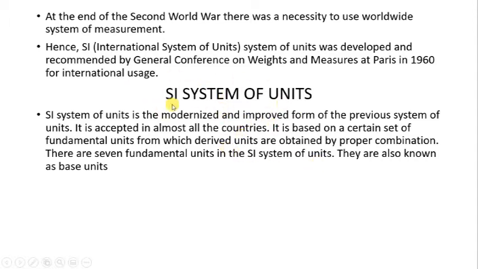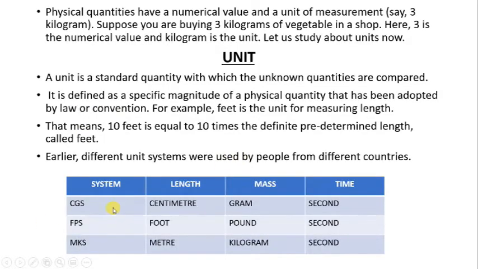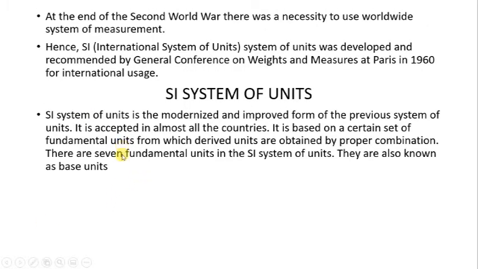Okay. SI system of units. SI system of units is the modernized and improved form of previous system of units. That is, previous systems nothing but these three systems. This SI system of units is accepted in almost all the countries. It is based on a certain set of fundamental units from which derived units were obtained by proper combination.